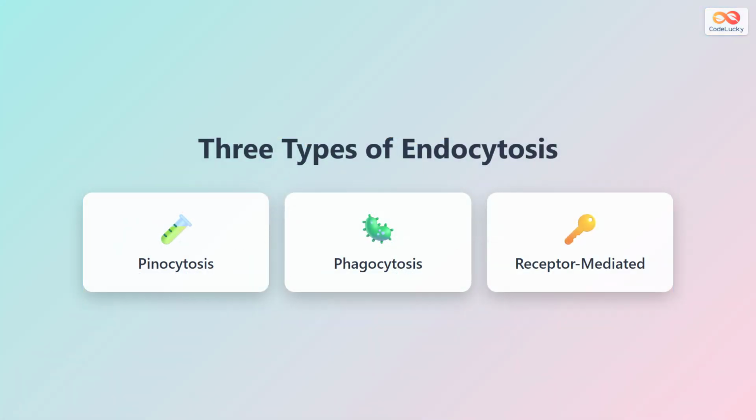There are three main types of endocytosis, each serving a different purpose. The first is Pinocytosis, the second is Phagocytosis, and the third is Receptor-Mediated Endocytosis. Each type has unique characteristics and is used by cells in different situations. Let's explore each one in detail to understand how they differ and when cells use them.